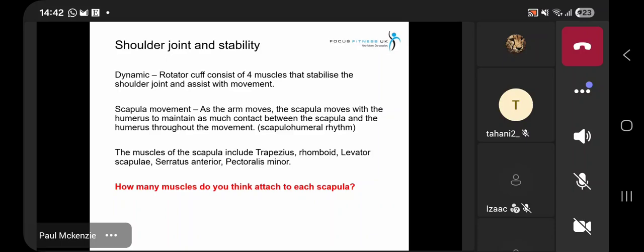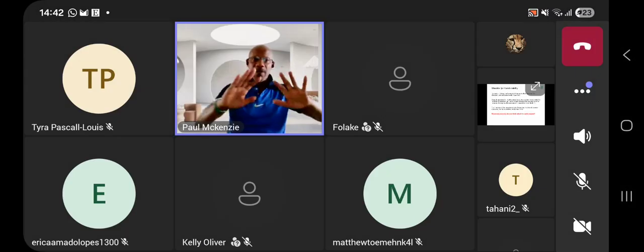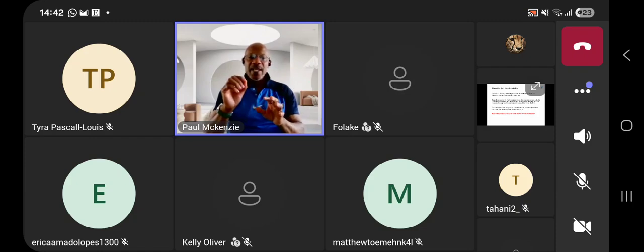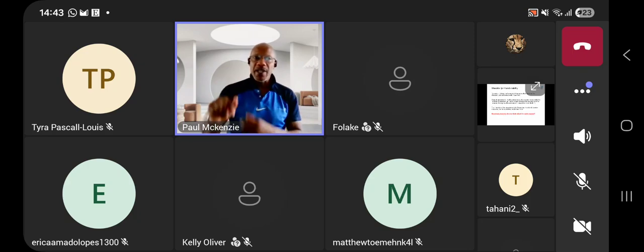Scapular movements. So scapula, that's your shoulder blade. As the arm moves, the scapula moves with the humerus to maintain as much contact between the scapula and the humerus as possible. That's called the scapulohumeral rhythm. So when you abduct, it is not just the humerus that is moving, the scapula rotates as well. And they work in a ratio of 2 to 1. So for every 1 degree of scapular rotation, you have 2 degrees of shoulder movement.